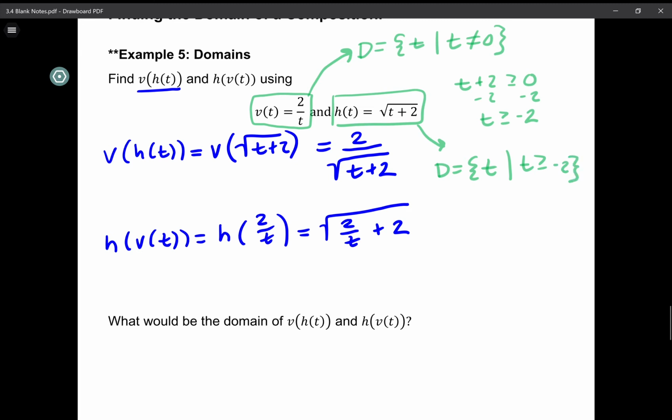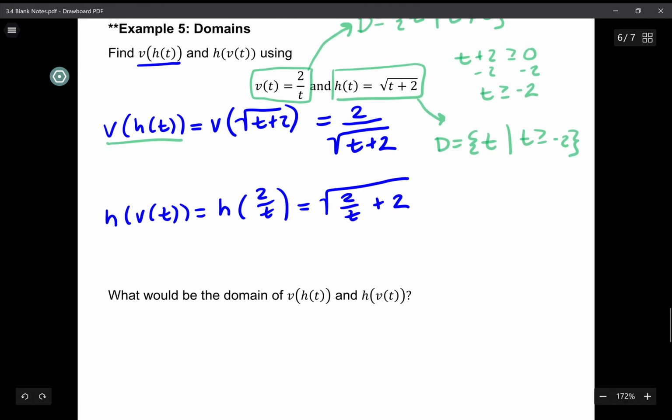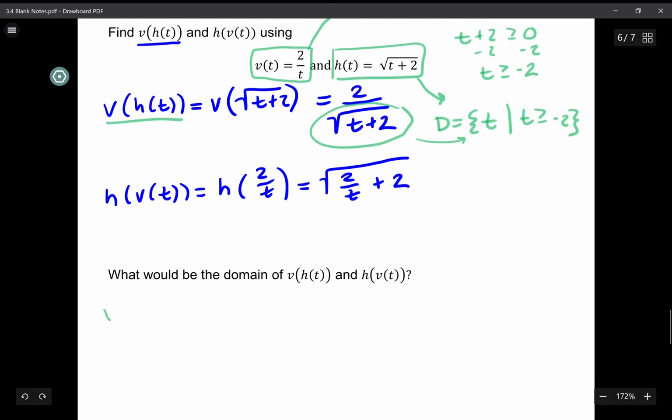All right, so let's look at our function compositions. Let's look at v of h of t first. If we look at v of h of t, it's 2 divided by the square root of t plus 2. So when we look at this denominator, the square root of t plus 2, we still need the same domain, right? We can't have t be less than negative 2 because we'll still be taking the square root of a negative number, right?